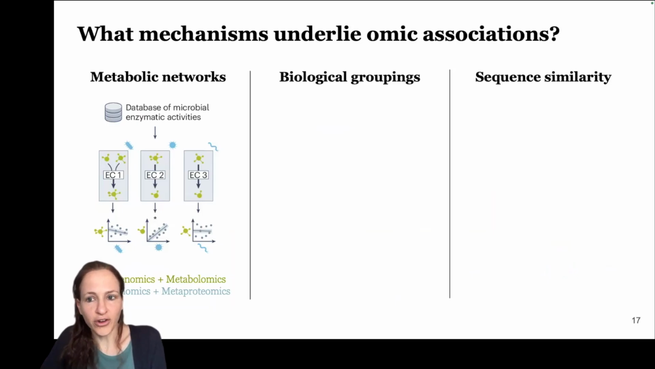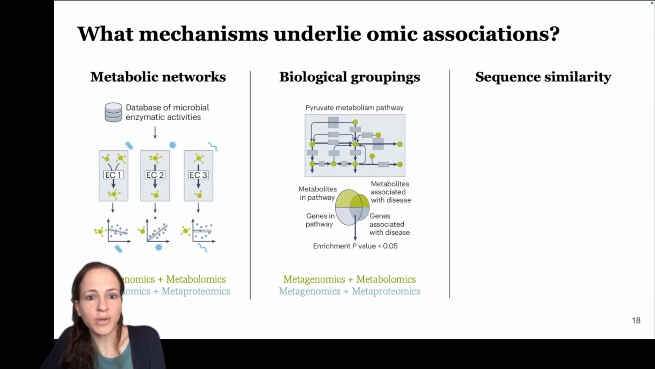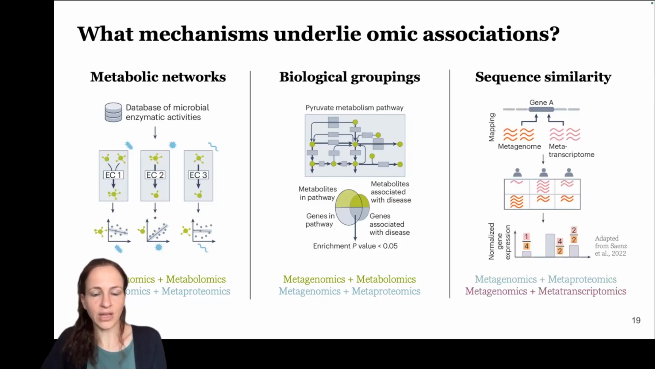Another type of prior knowledge that we could use is biological groupings. For example, metabolic pathways. Metabolic pathways could be used to integrate, again, metagenomics and metabolomics, for example, by projecting both of these omics to the same kind of grouping space, for example, specific metabolic pathways. We could also use chemical classes or other kinds of groupings for this approach.